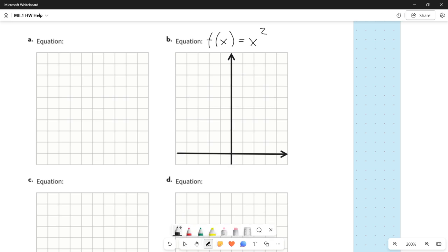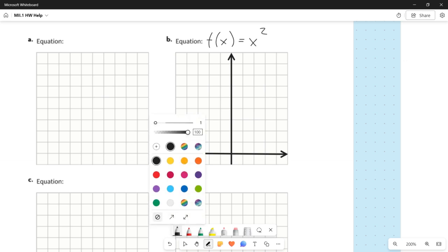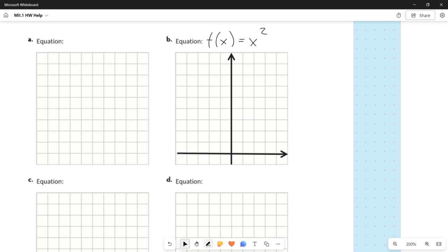And we need to identify a scale here. We'll go ahead and use just a scale of 1. So we have 1, 2, 3, -1, -2, -3.